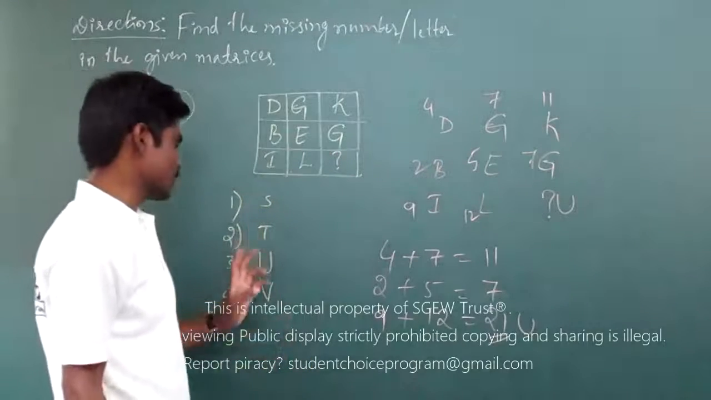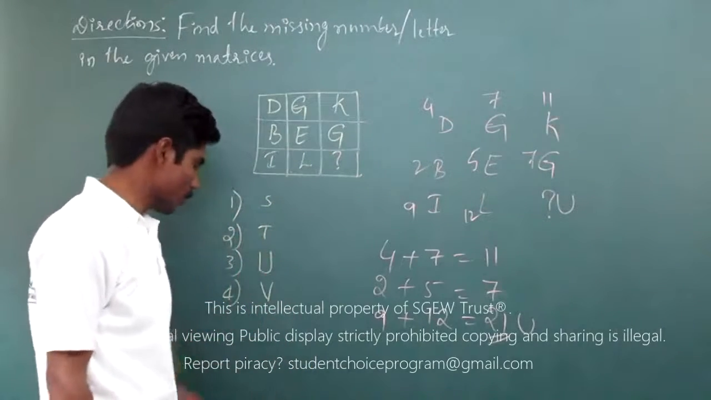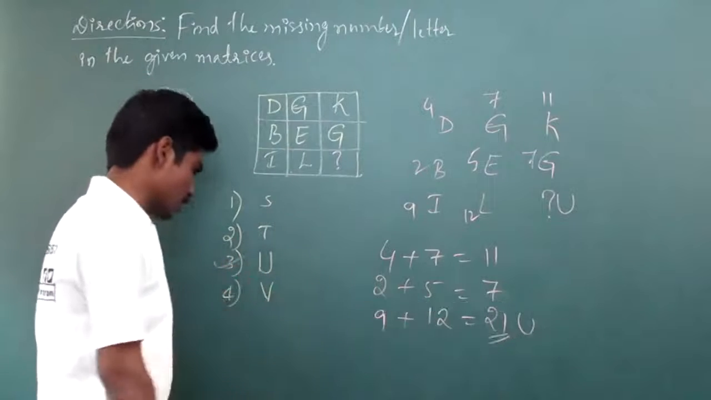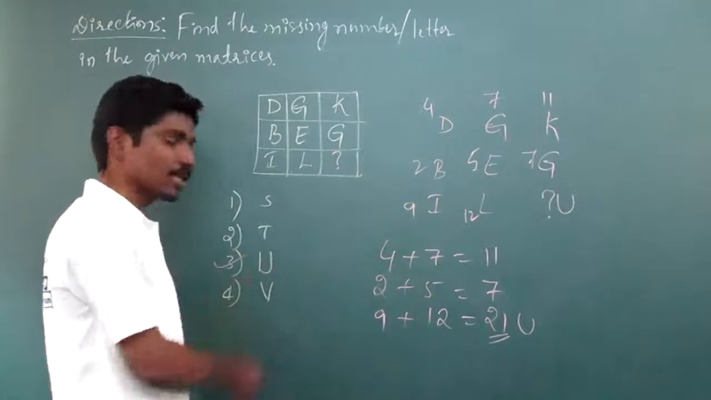Now let me check the given options. The first option is S, which is wrong. The second is T, which is wrong. The third option is U, which matches with our result. Therefore, option 3 is the right option.